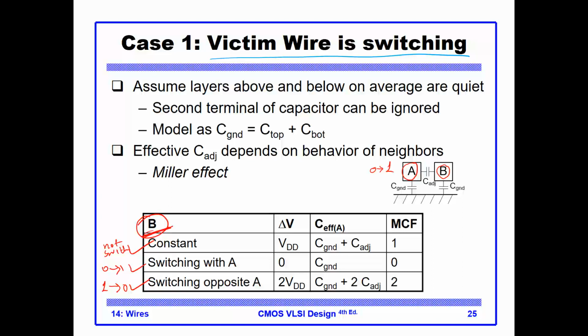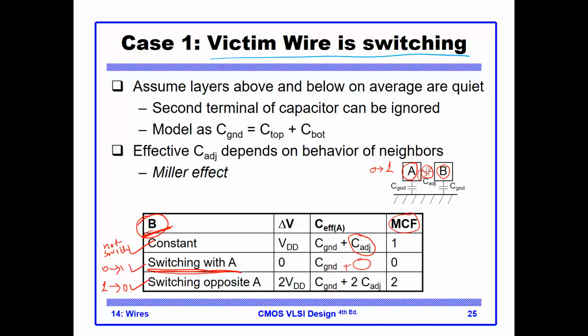So if B is switching, this is B here. If B is switching, then the impact of this capacitance, its effect will be just C adjacent, and we multiply it with this Miller effect of 1. But if B is switching with A, sort of helping A, then we don't see this capacitance, it's almost gone. So when we calculate the effective capacitance on A, we do not include it because it becomes 0.